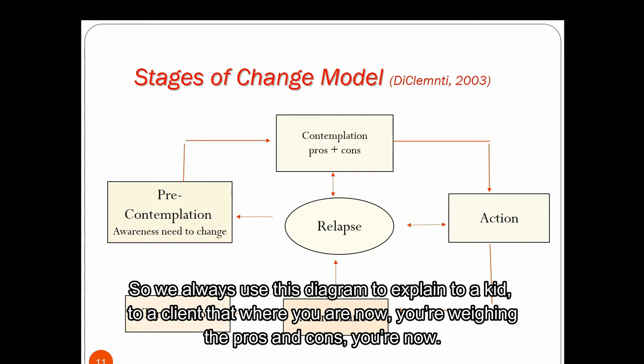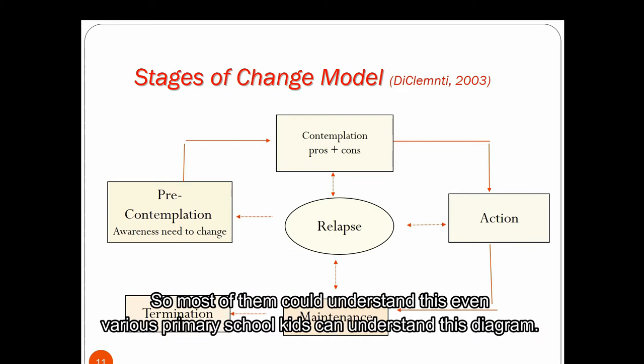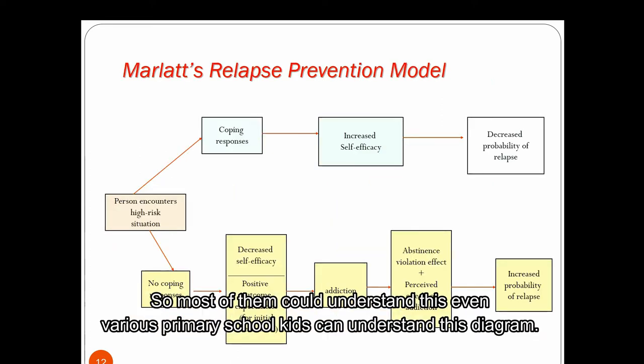So we always use this diagram to explain to our kids, to our clients, that's where you are now. You're weighing the pros and cons. You are now, let's move to the action stage. Most of them can understand this. Even very young primary school kids can understand this diagram.